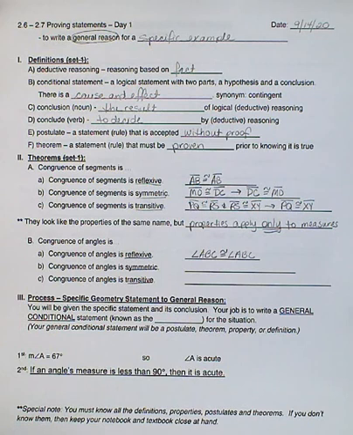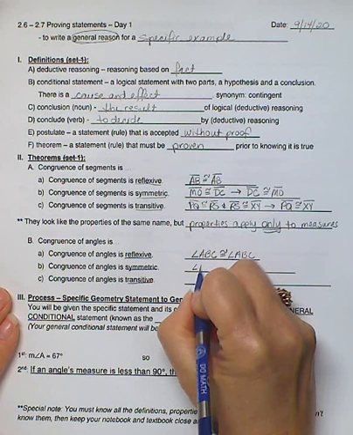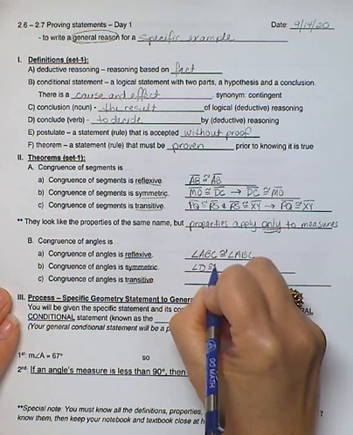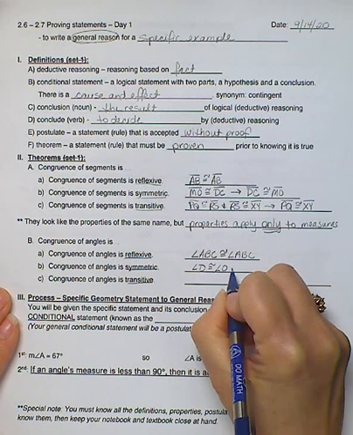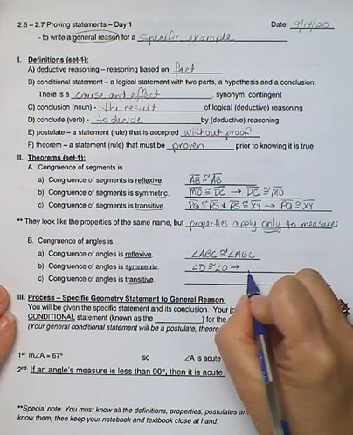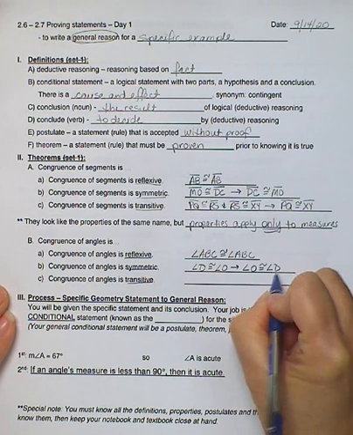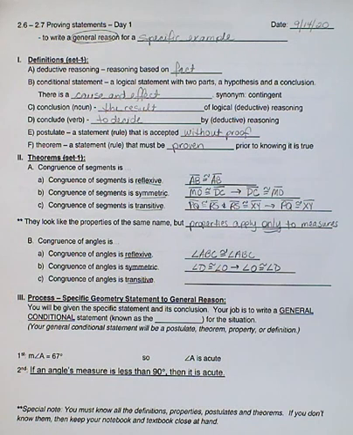Congruence of angles is symmetric. So let's say I have angle D and it's congruent to angle O. Symmetry means that they're the same if I flip them or not. So angle O is congruent to angle D. And I can't just do it because I want to. I do it because there's a theorem that says that can happen, and that theorem is called congruence of angles is symmetric.